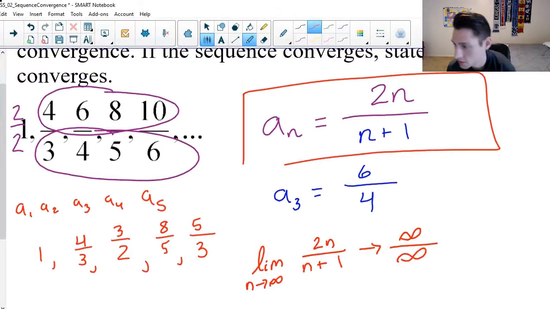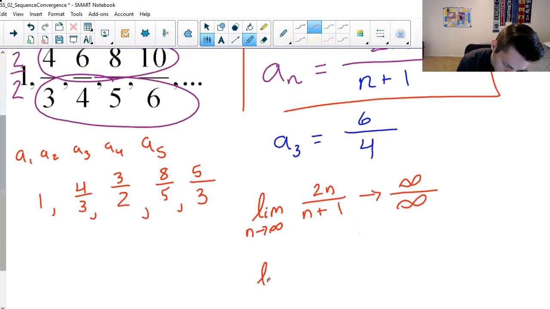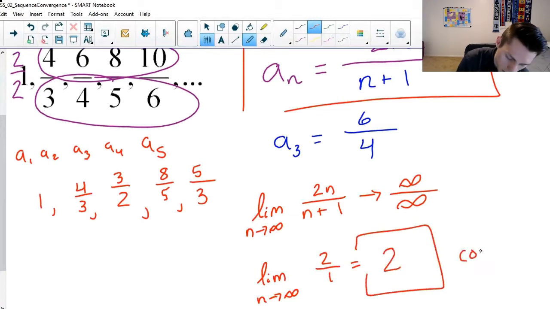This would go to infinity over infinity. So I'll use L'Hopital's rule. Two over 1 is 2. So I know that this sequence converges.